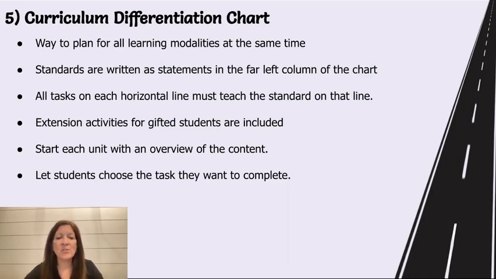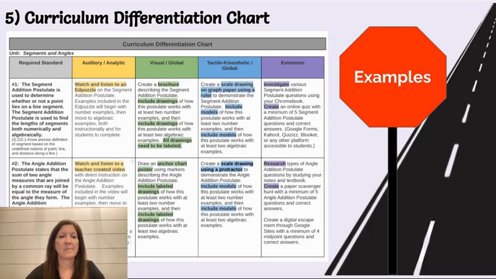The start of each unit should be with an overview of the content, and then students get to choose which type of task they want to complete. So here's an example of a curriculum differentiation chart. Students would be given several days to work on this chart, and then there would be a discussion about what the students have learned.